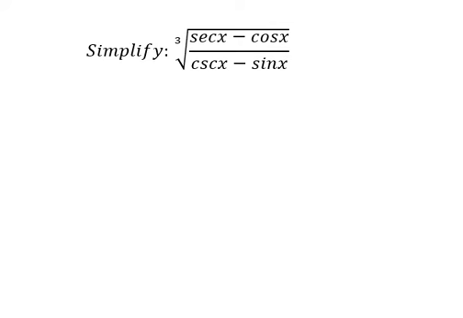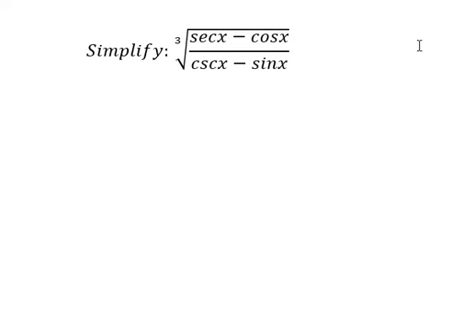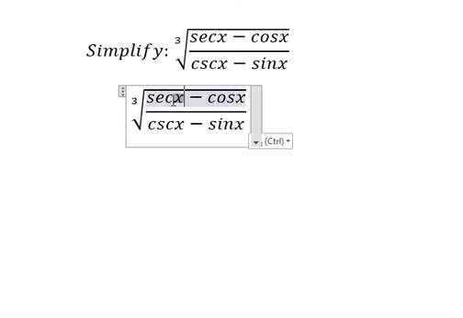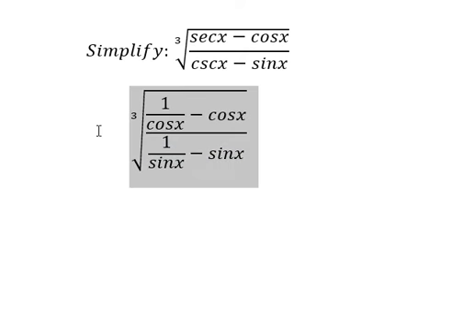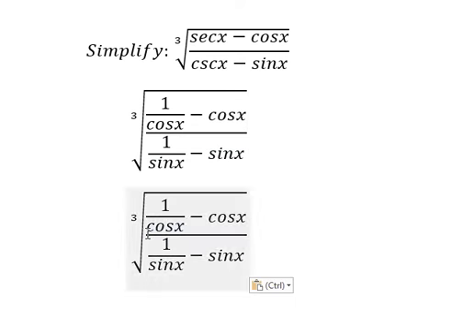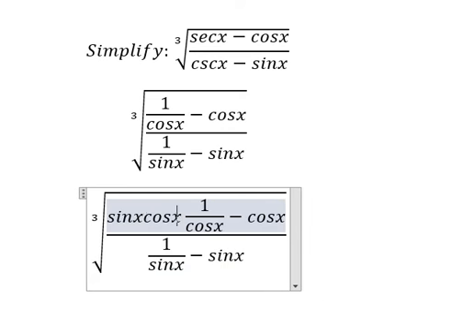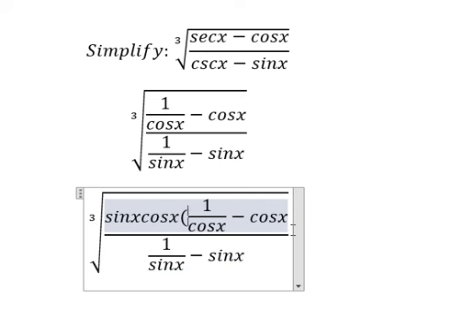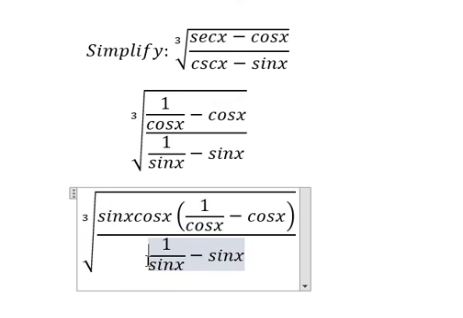The topic is that we need to simplify this one. Now I want to show you how to answer. Secant of x is 1 over cosine x. This one we have 1 over sine x. Next, in this situation, we need to multiply by sin x cosine x on numerator and denominator.